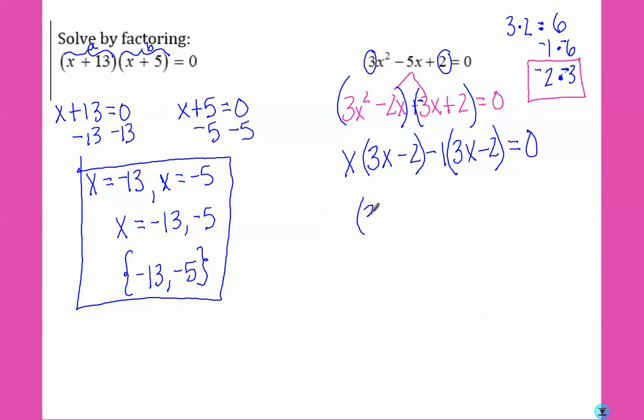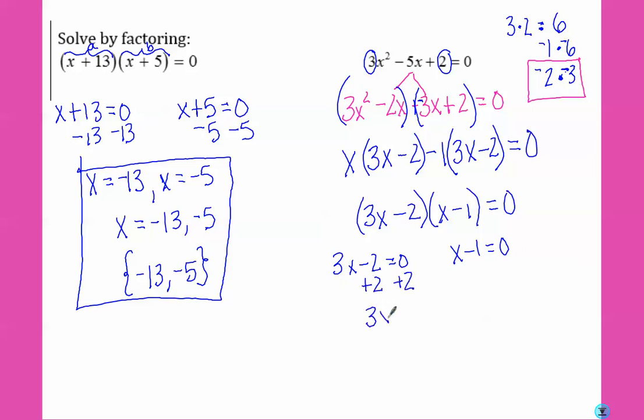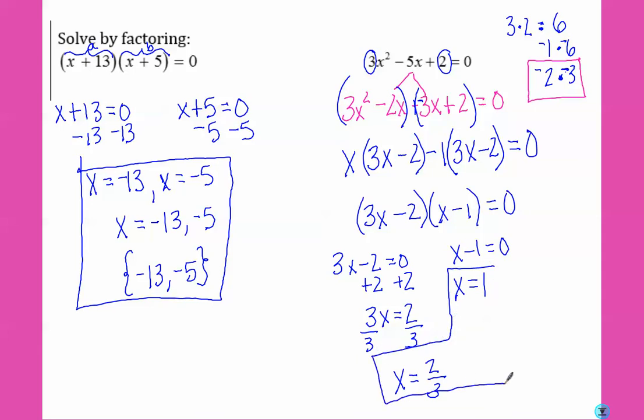So that means our factors are 3x minus 2 and x minus 1 equals 0. Now we can split them up like we did in this first solve by factoring example. Either 3x minus 2 equals 0 or x minus 1 equals 0. Or they both do. So to solve this, add 2, 3x equals 2. So when we divide, we get that x equals 2/3. This one would give us x equals 1. So those are our two answers.